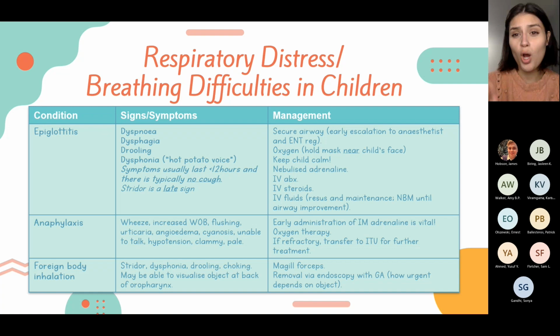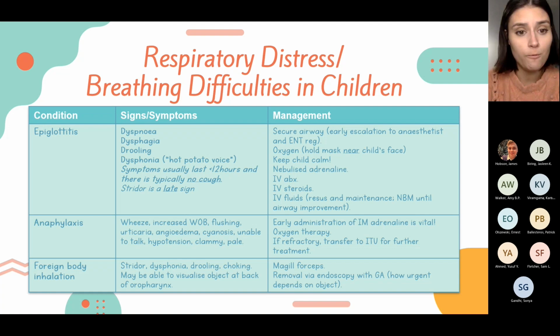Oxygen, but you want to try and hold the oxygen mask near their face, not on it, because with epiglottitis, you want to really make sure that you're not stressing the child out any further, because that will really exacerbate their airway and compromise it even further. So you want to keep them as calm as possible, avoid too much examination of the area. If you're pretty sure it's this, then just get onto the treatment of it.